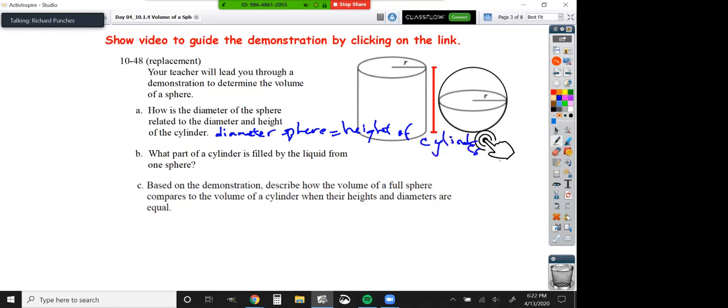Part B, what part of the cylinder is filled by the liquid from one sphere? So we are going to fill this sphere up and pour it into here and see what part of the cylinder is going to fill up with the water that's in the sphere. So watch this video really quickly here, hopefully.